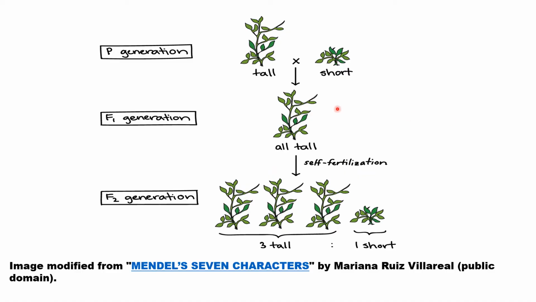So the same thing is illustrated by tall versus short plants. So here tallness is dominant over short plants. This is the parental generation, and this is the F1 generation. Because tallness is dominant, all the plants are all tall, and when this plant is self-fertilized, the F2 generation will give us a ratio of 3 tall plants to 1 short plant.